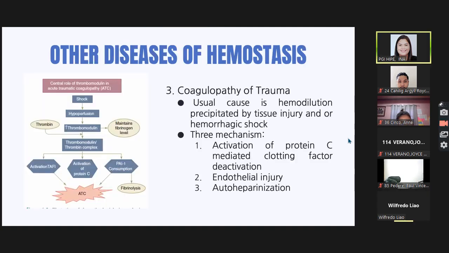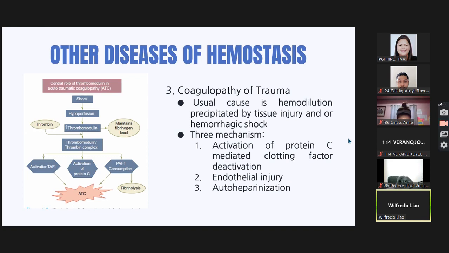Going back on trauma, there is now a new study, CRASH, wherein for mild to moderate trauma, bleeding in nature, they have the study of giving tranexamic acid 1 gram single dose. It should be given within the first 24 hours for mild to moderate, and they noticed that somehow the bleeding was controlled. But this is only good for mild to moderate. For severe trauma, the tranexamic acid did not control the bleeding.